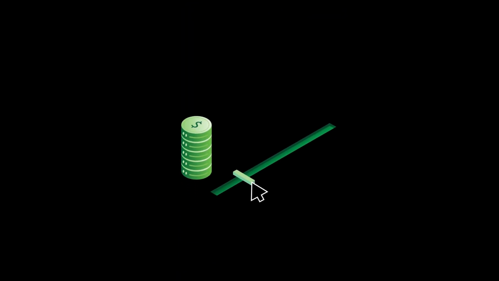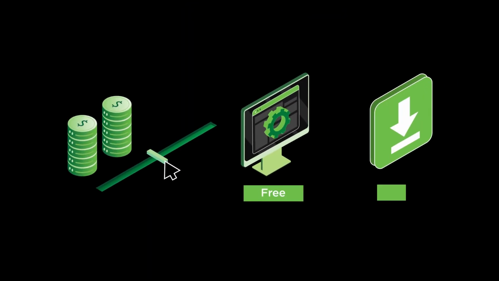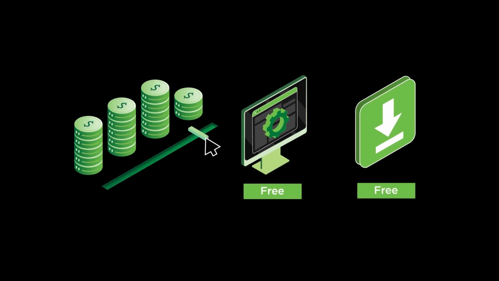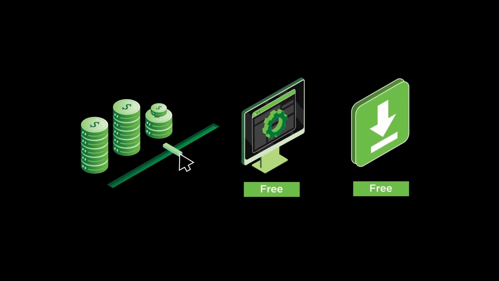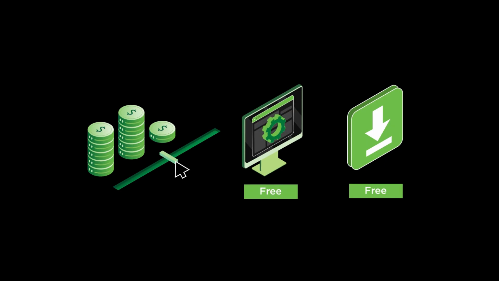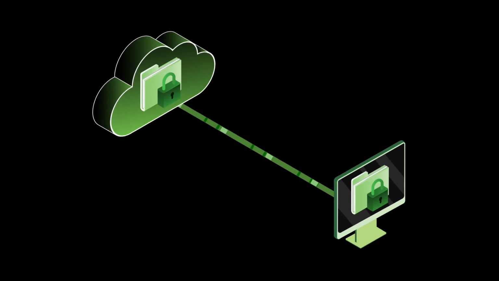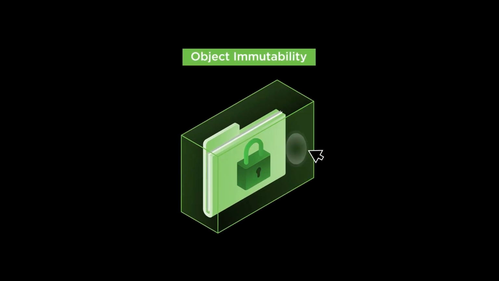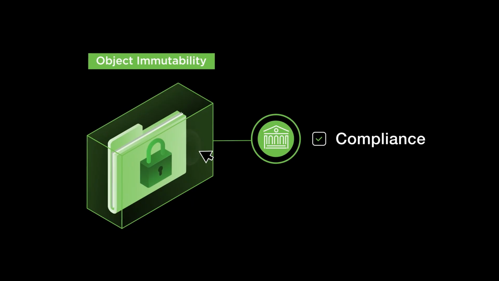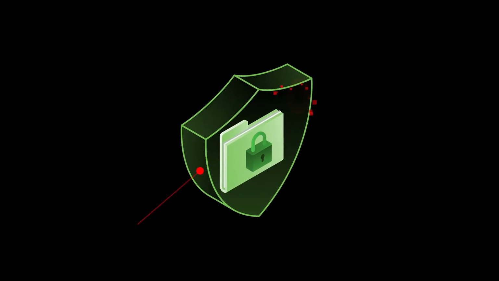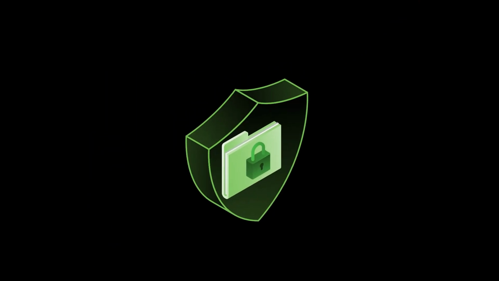With simple capacity-based pricing and zero API charges or egress fees, Lyve Cloud reduces total cost of ownership while enabling customers to scale without limits. Data stored in Lyve Cloud is always encrypted at rest and in flight to secure your data privacy. Object immutability enables businesses to meet compliance requirements with ease, while ransomware protection safeguards data from cybersecurity threats.